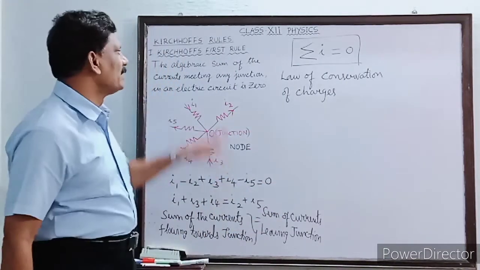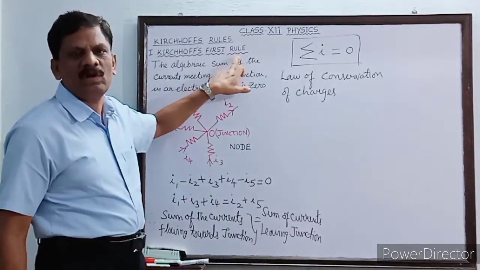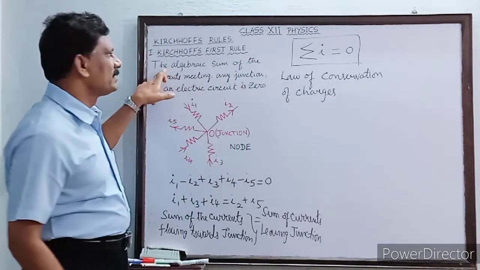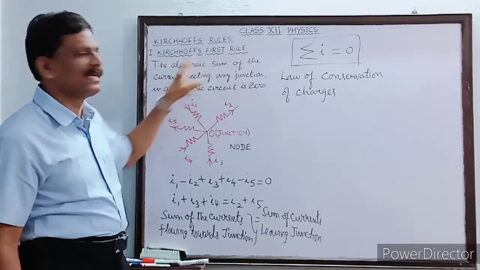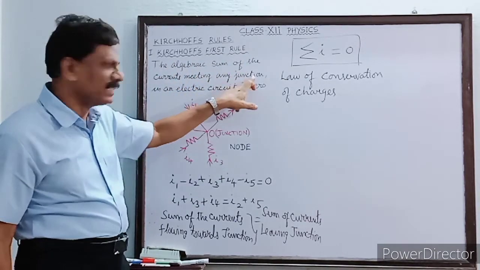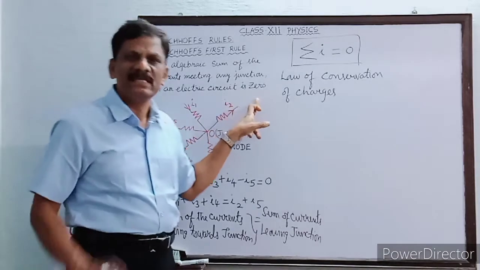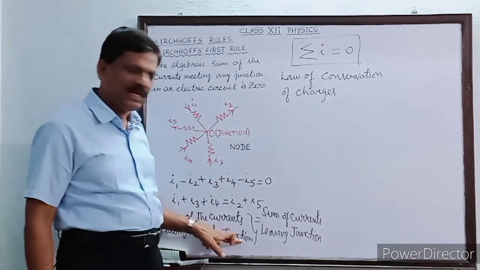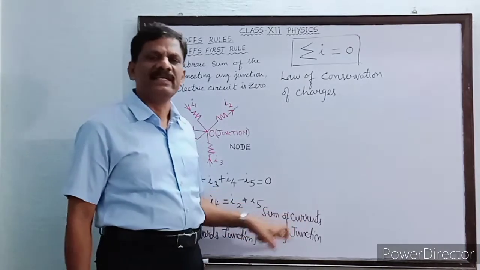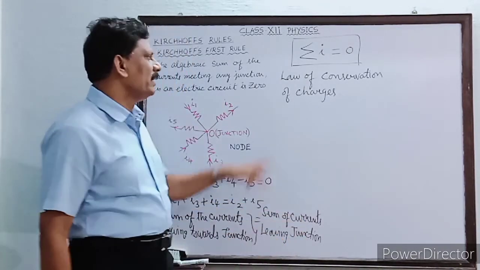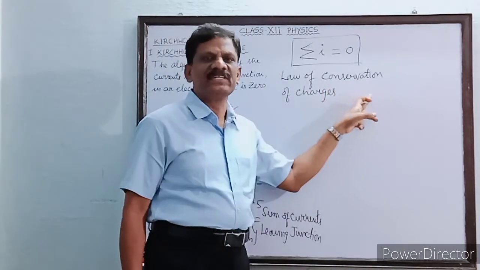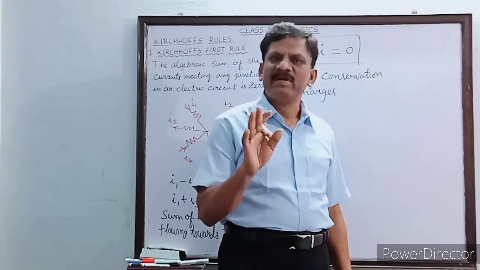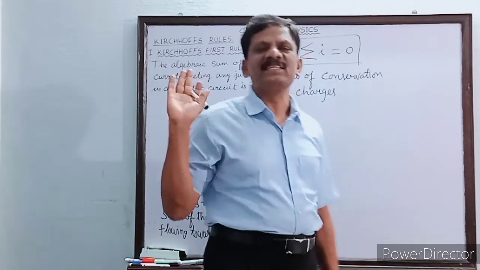So, what is the actual statement? Kirchhoff's first rule is also called Kirchhoff's current rule, and it states that the algebraic sum of the currents meeting at any junction in an electric circuit is 0, or the sum of the currents flowing towards a junction is equal to the sum of the currents leaving the junction, and it is based on the law of conservation of electric charges. I hope you have understood. Okay, now I am going to rub the board. We are going to explain Kirchhoff's second law next.